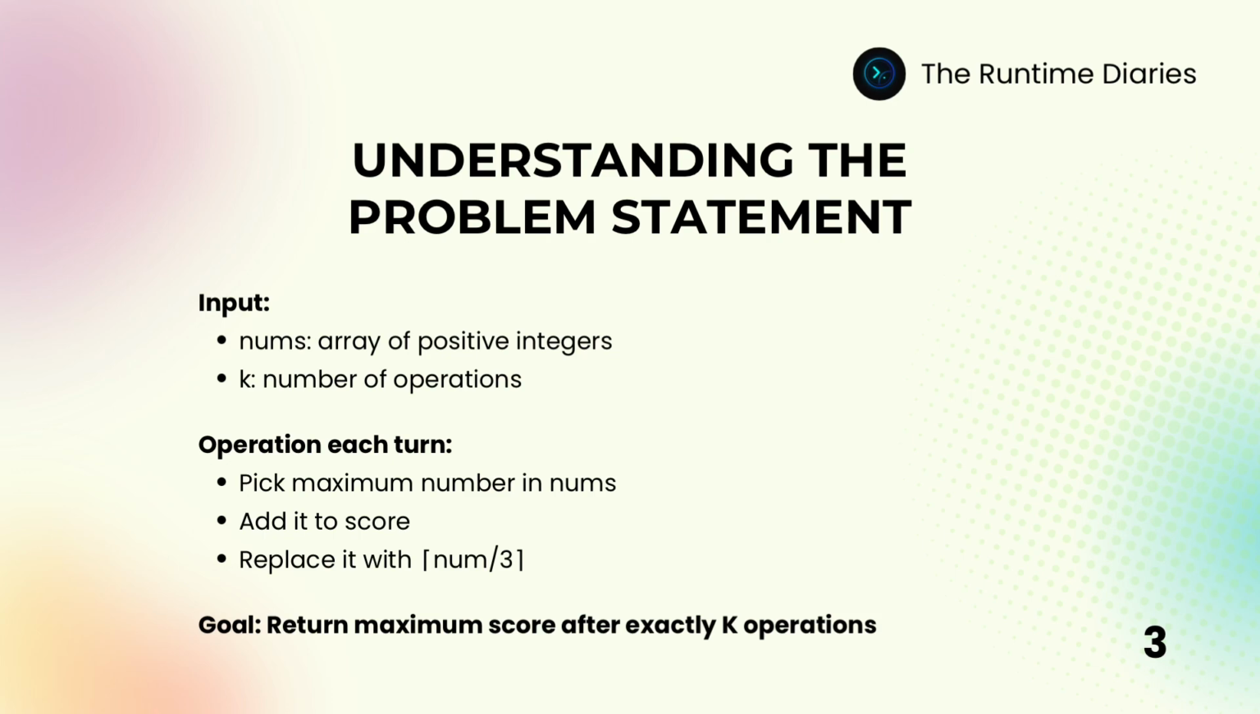Each operation consists of 3 steps. First, identify the maximum value in nums. Second, add that value to your running score. Third, replace that maximum value with the ceiling of the value divided by 3. The ceiling function means you round up to the nearest integer. So ceiling of 10 divided by 3 is 4, not 3.33. And the goal here is to return the maximum possible score after performing exactly k operations. The key word here is maximum. You want the highest score possible, which means you always take the largest available number.